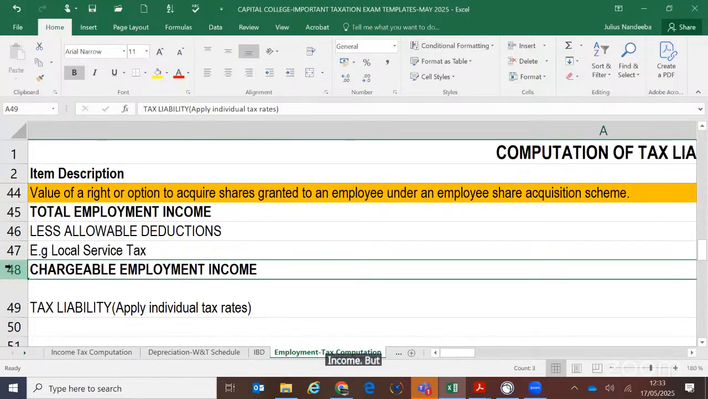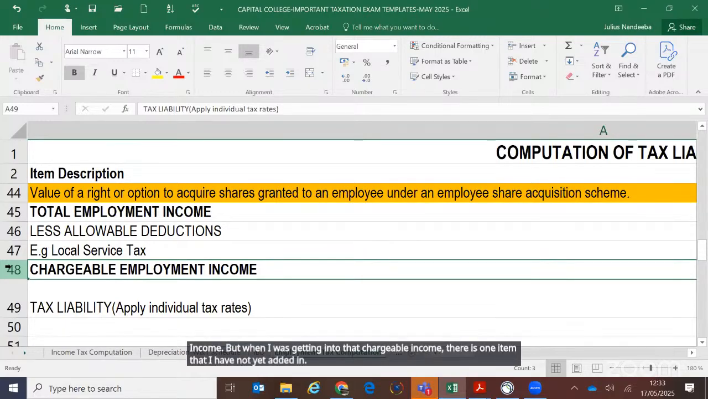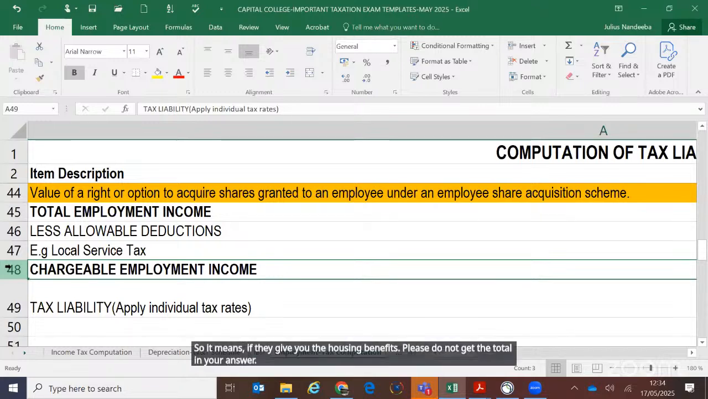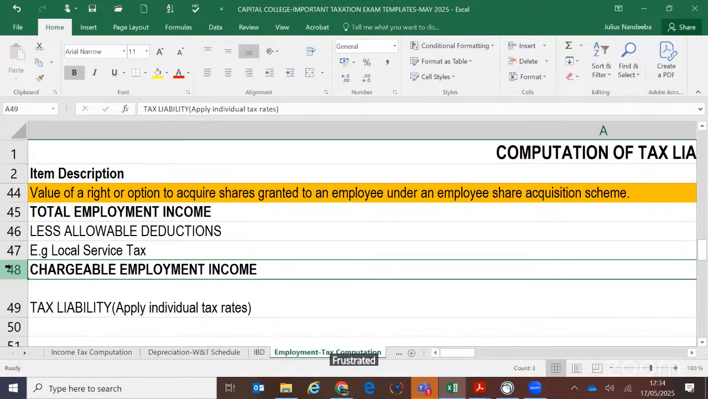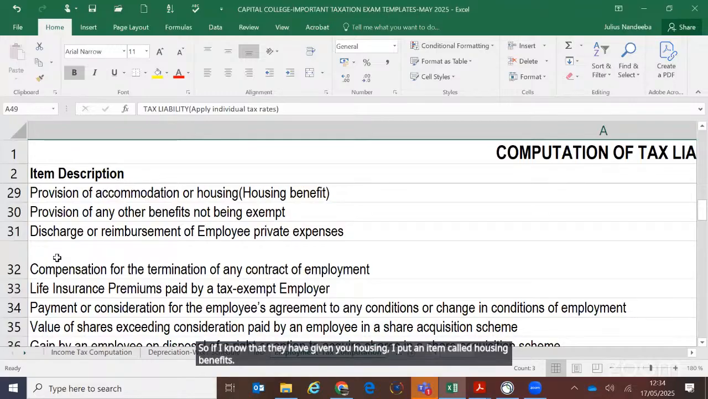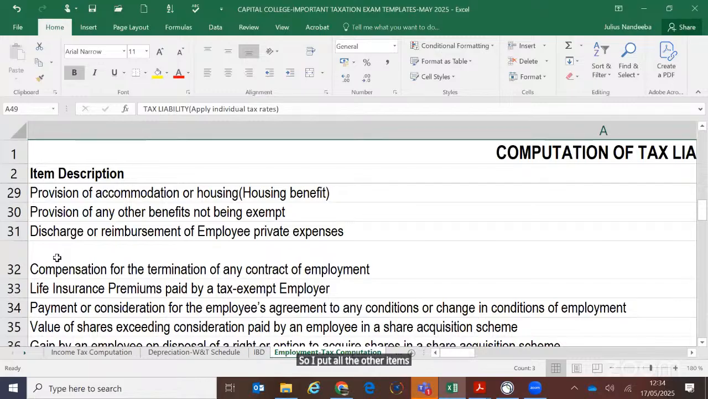But when I was getting to that chargeable income, there is one item that I have not yet added in. And that item is called what? Housing benefit. So if they give you the housing benefits, please do not write the total in your answer. First write it on the side. So you have all the other items. I put an item called housing benefits, but I don't put a figure there because I have to do it last. So I put all the other items other than housing benefits.